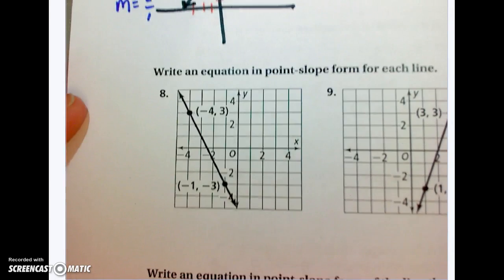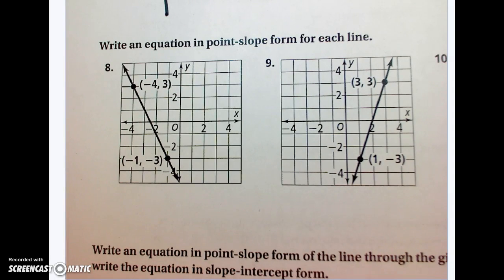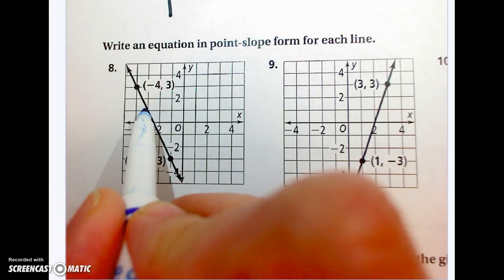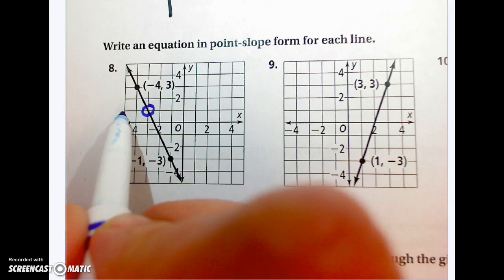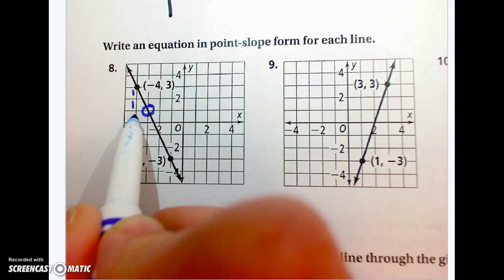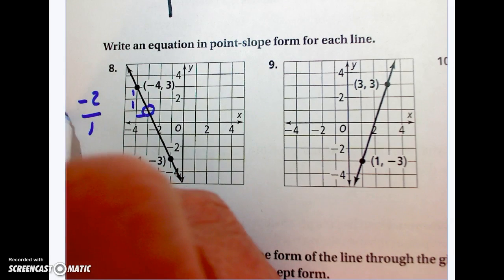So if we look at number 8, it says write an equation in point slope form for each line. So I need to identify my slope, and I could use the 2 points they gave me, but I see there's here a second one that's just a little bit closer. So I see I'm going down 2 to the right 1, down 2 to the right 1. There's my slope.